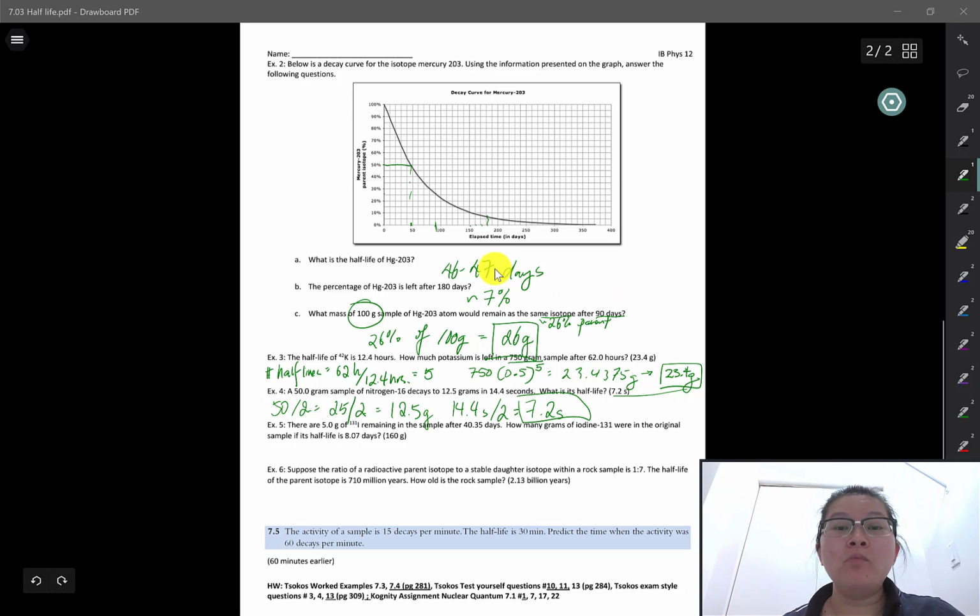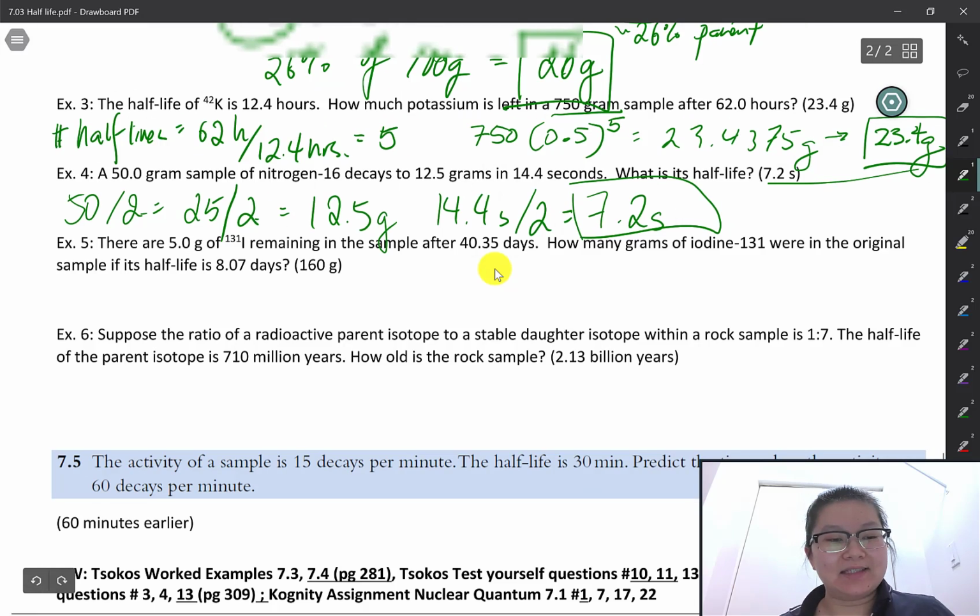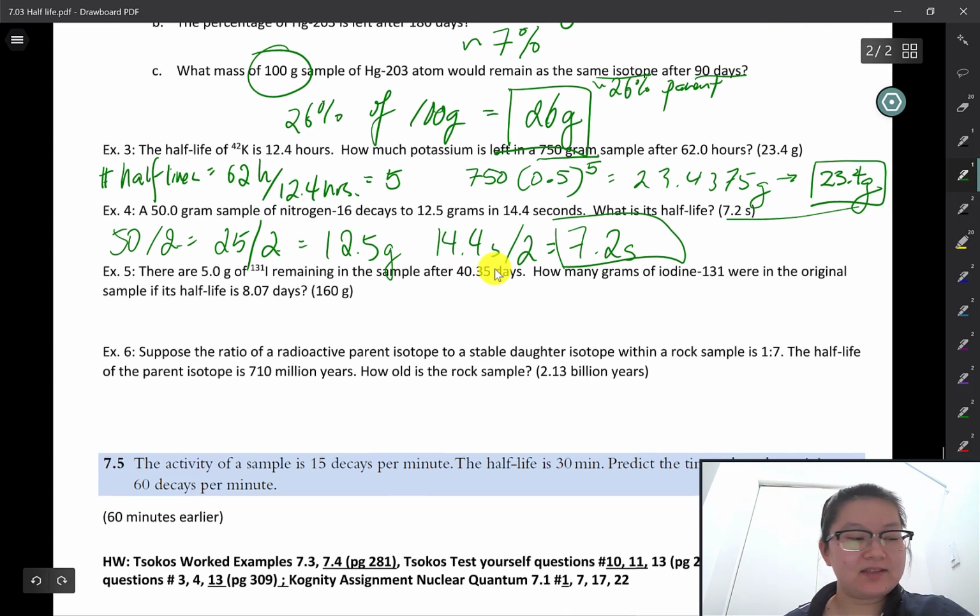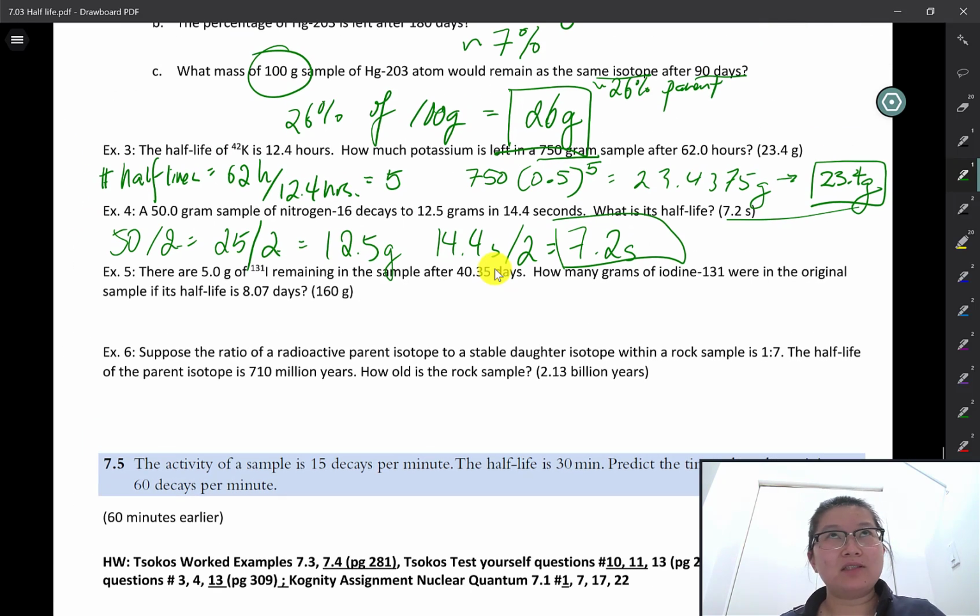In this video, we're going to do more half-life examples. So 5, 6, and 7 from 7.03, which is dealing with half-lives. Okay, so let's go. Example 5.